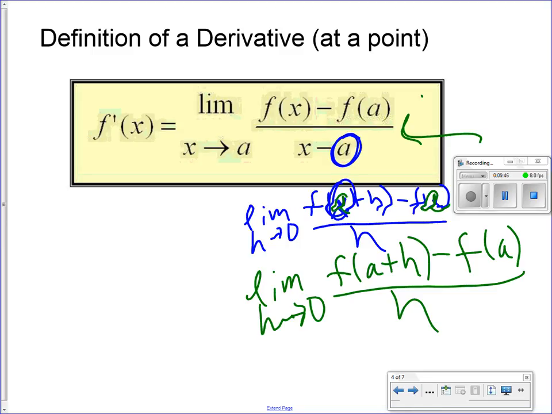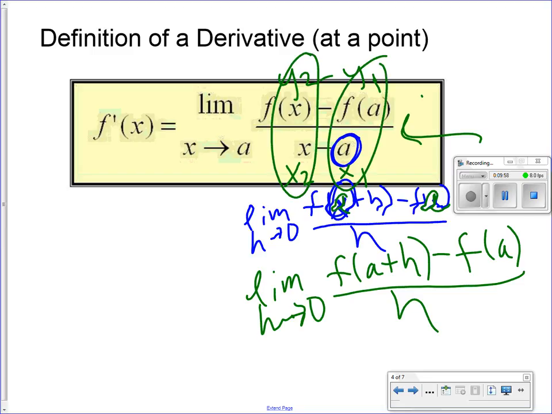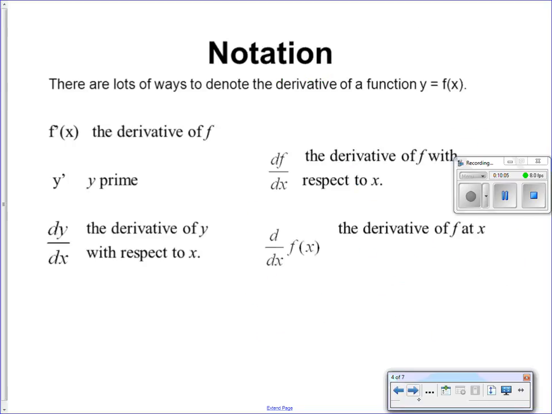M equals y2 minus y1 over x2 minus x1, where x2, y2, we're using the symbol x, and x1, y1, we're using the symbol a. So it's just a slope. Derivative is just slope. If you can remember that, you're going to get through half of that test.